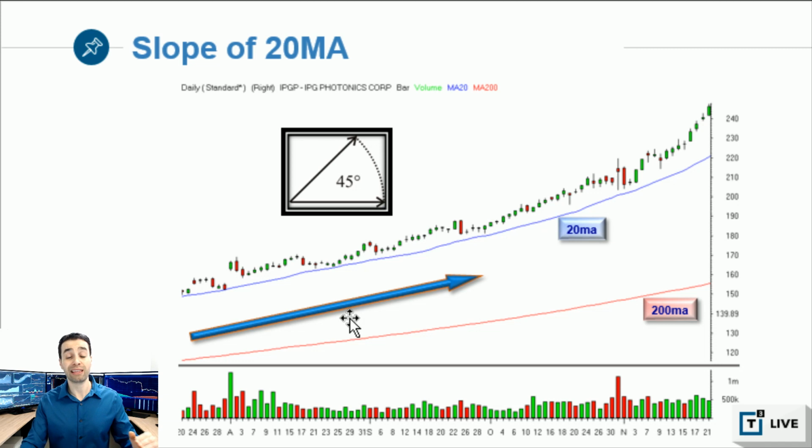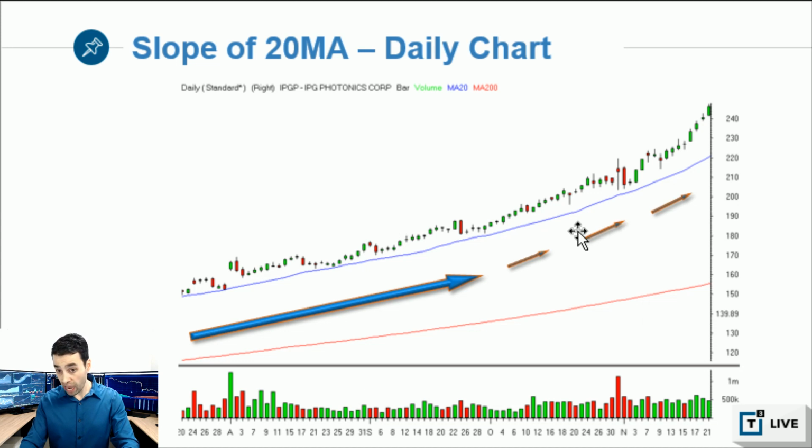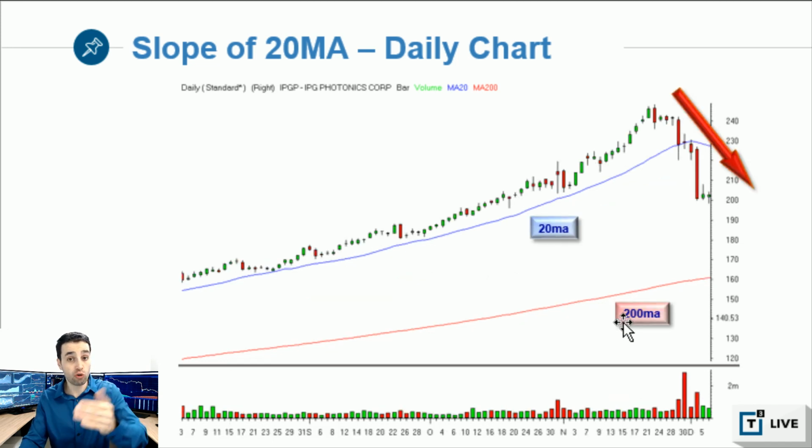The second thing is the slope. 45 degrees is ideal, but when the stock and the moving average, which always follows price, start to speed up and the trend becomes sharper and steeper, then you know the stock is becoming overbought and a crash is usually close at hand, as it happened to IPGP. Dropped from 240 to 200 in 4 days.